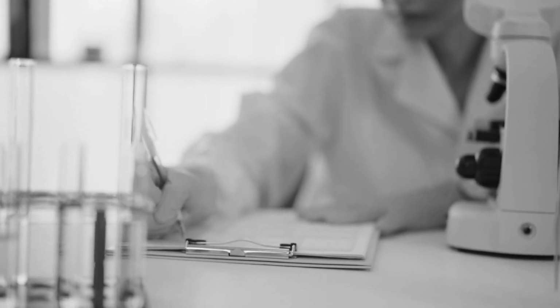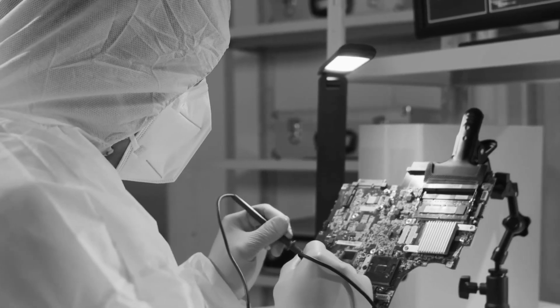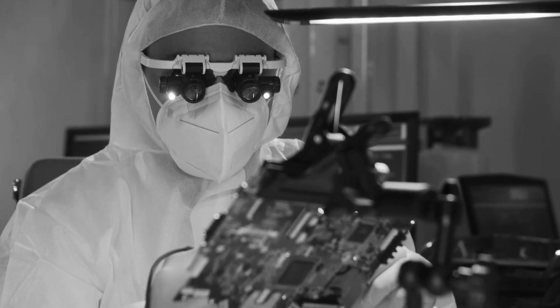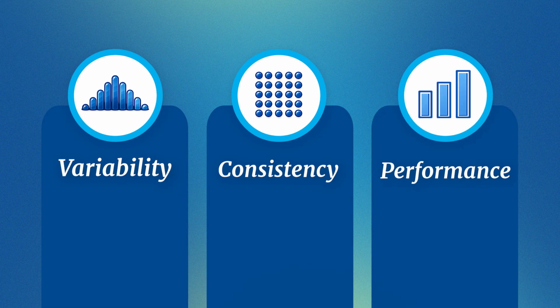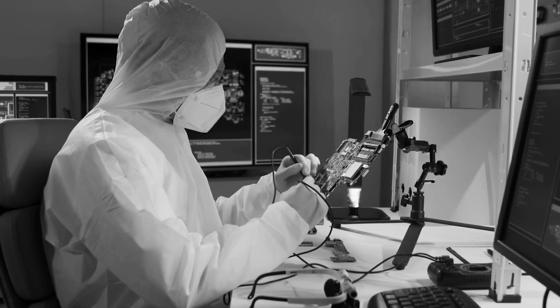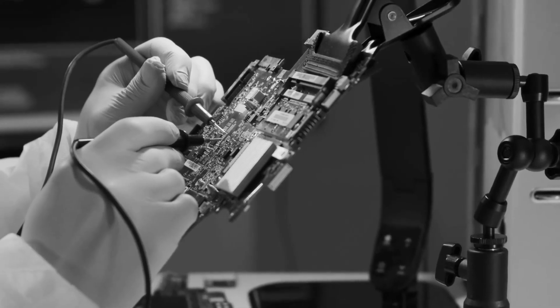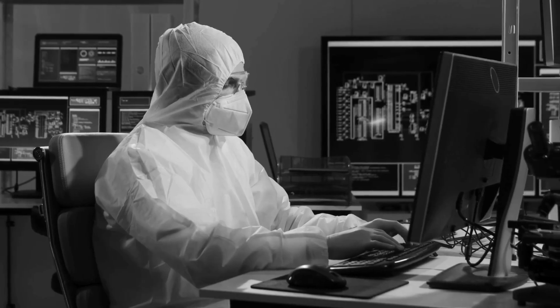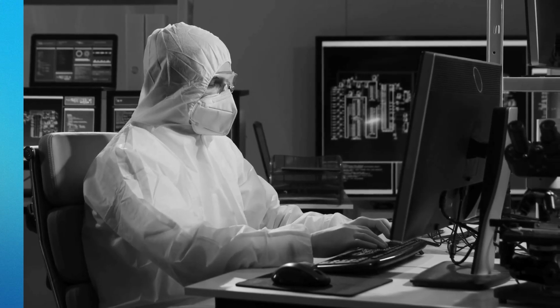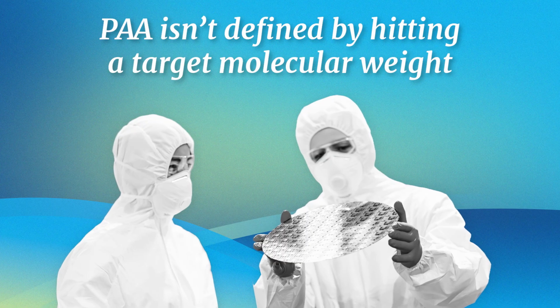Because most specifications focus on the average molecular weight, those distribution differences can go undetected during incoming inspection or early evaluation. They show up later as polishing variability, surface inconsistency, or unexpected performance drift during scale-up, once the material is inside a tightly controlled process window. When they appear, they aren't always easy to trace back to molecular weight distribution, especially when the average value looks correct. That's why electronics-grade PAA isn't defined just by hitting a target molecular weight.